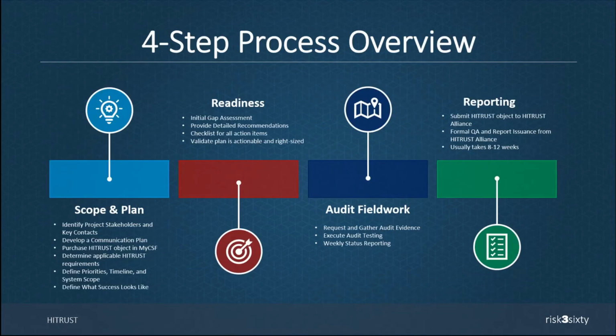So the next thing I wanted to walk through is the 4-step process overview. This is really the 4 steps that we'll take with our clients at Risk 360 to walk them through the entire life cycle of a HITRUST assessment. The first thing is scoping and planning. This is very important. So one of the other nuances with HITRUST is that 2 companies will rarely have the same control set.